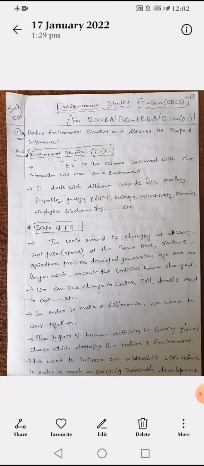One more: we are using motor vehicles, which generate pollution, meaning they generate CO2 to the environment. At the same time plants absorb the CO2 from the environment and produce oxygen for human beings and living organisms. These such kinds of things everything comes under the scope of environmental studies.